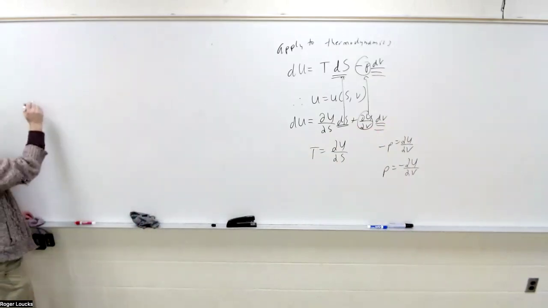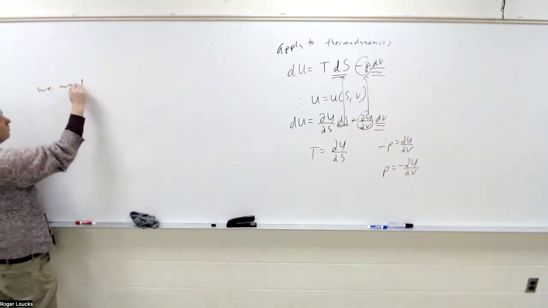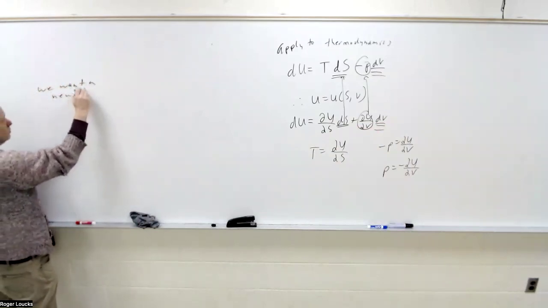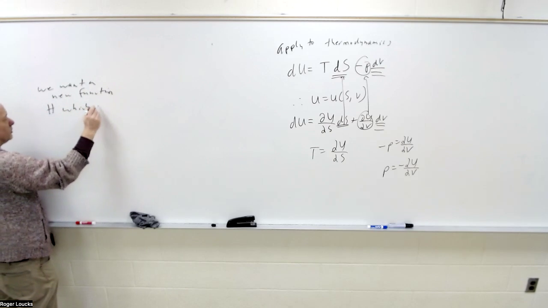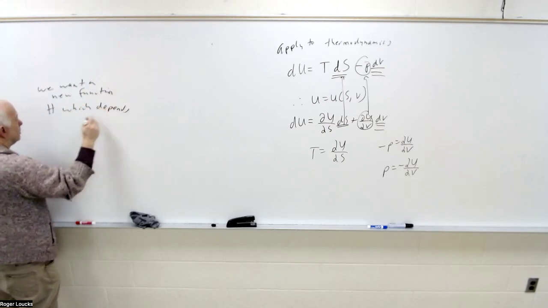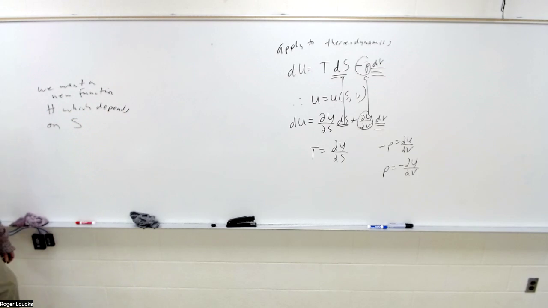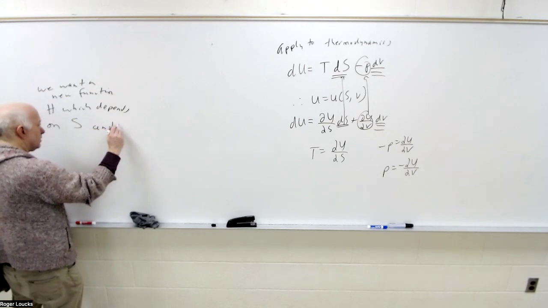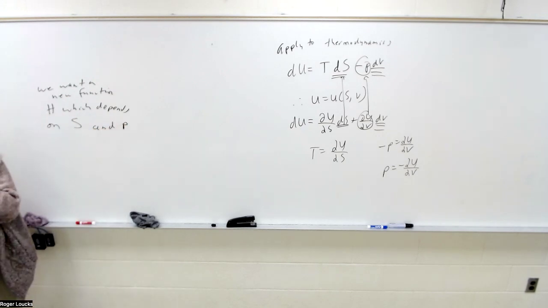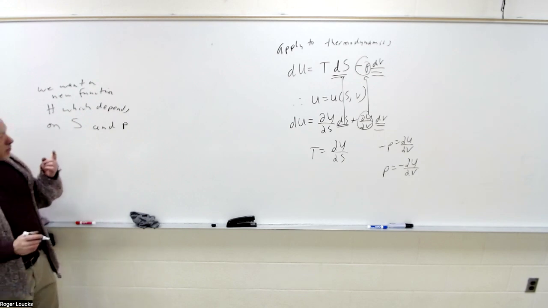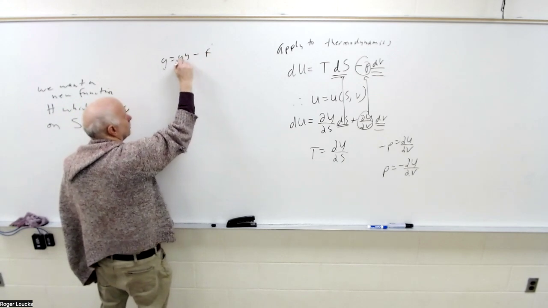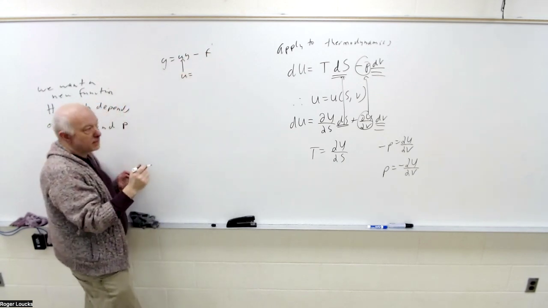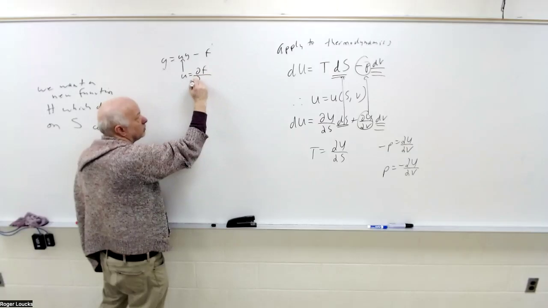So we want a new function here. We want a new function H, which depends on S, the entropy still, and P. Now, then what? Remember what we had here. Remember we had this G is this U minus TS minus F. What did we say this U is? This U was the partial of F with respect to S.